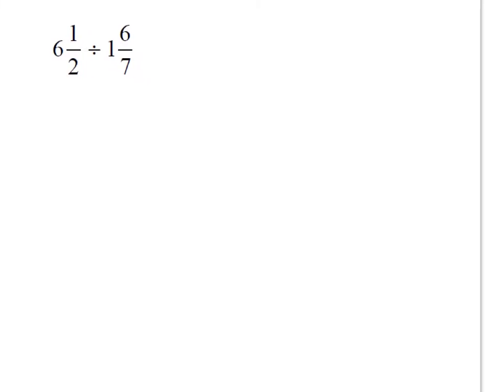Part 2 is dividing fractions, and it's the same first step here. It's the same first step in all the questions, in fact. So 6 times 2 is 12, add 1, it's 13 halves. And then 1 times 7 is 7, add 6 is 13 sevenths.